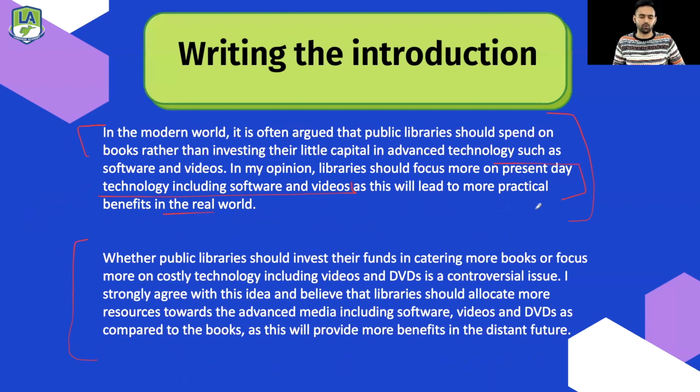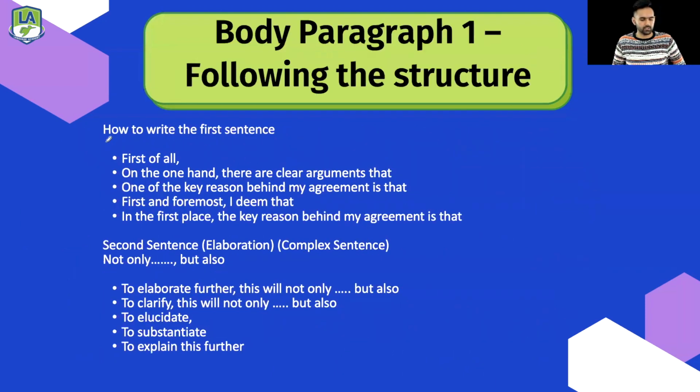Now we'll come on to body paragraph one. In the first sentence, I'll introduce my idea, then explain it, then give an example, and then close it. How do you write the first sentence? You can write, first of all, on the one hand, one of the key reasons behind my agreement is that, first and foremost, in the first place.